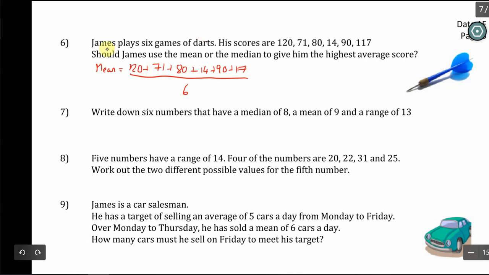Okay, on number 6, we've got James playing 6 games of darts, and these are his scores. Which average should he use, the mean or the median, to give the highest score? So we've got to figure out what the mean is, figure out what the median is, and find out which one gives the better score.